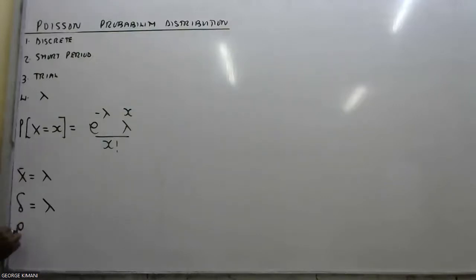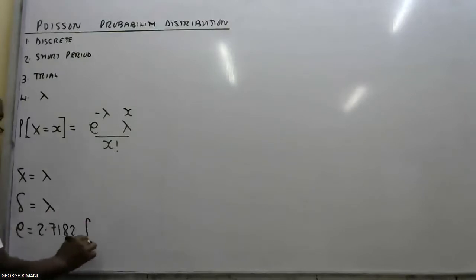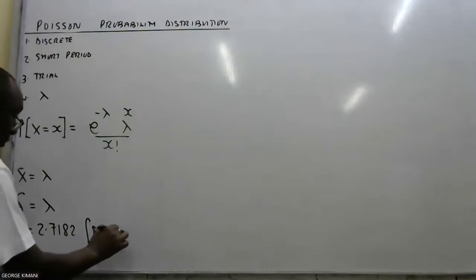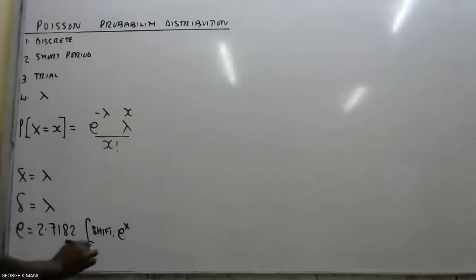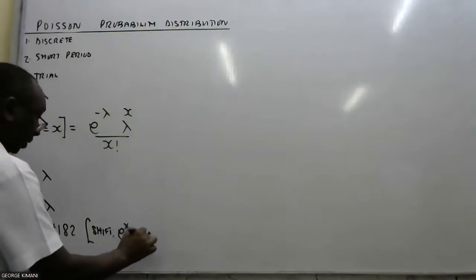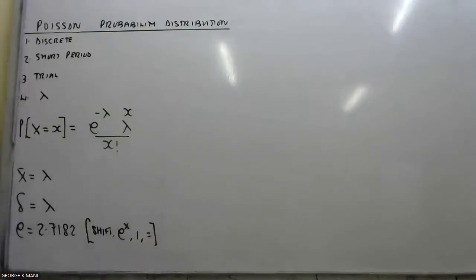I needed to say e is 2.7182. So you get that number, and if you want to get it from the calculator, we normally say you press shift, then you press where there is e, then you press one, then you press equals. But I normally find students having trouble with this, so I prefer to cram the number as it is.